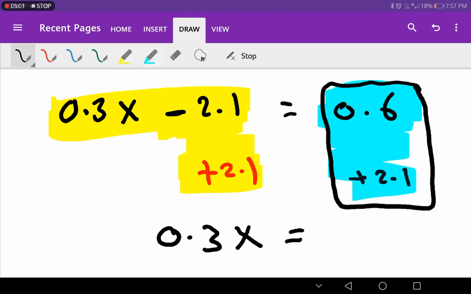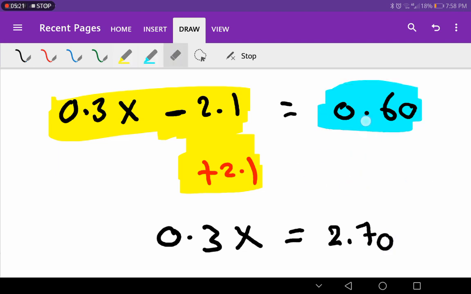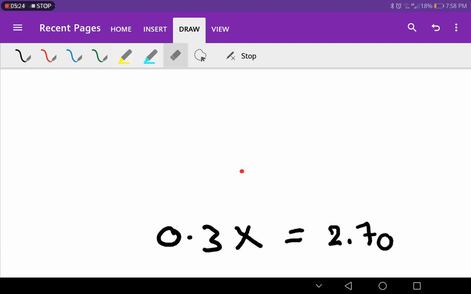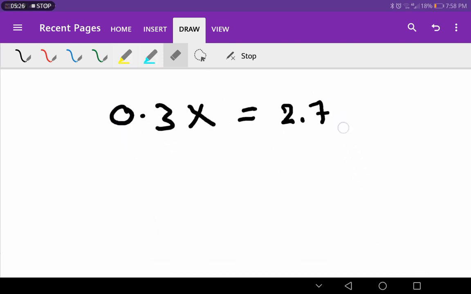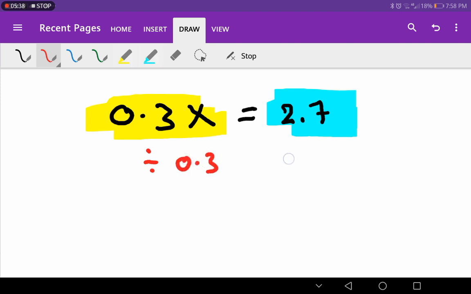Here some students face a problem adding this. It is actually 60 halala plus 2 riyal and 10 halala. So how much will you have? You will have 2 riyal and 70 halala in total. So we are done with all of these. Now we have to solve this. If you reach this step, my dear student, you have to determine the left side and the right side and divide by the coefficient, which is 0.3 in this side, and divide by 0.3 in this side.